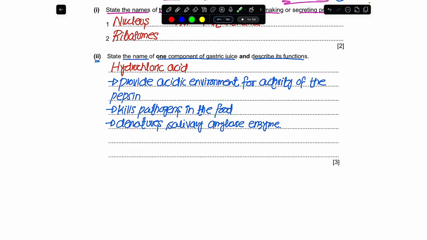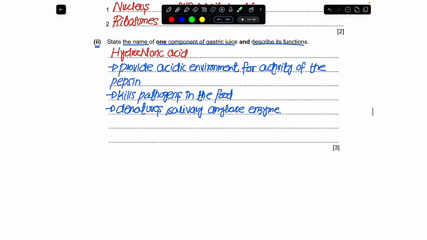Other than that, the pepsin enzyme that we have in the stomach requires the acidic environment. That acidic environment would be provided by the hydrochloric acid. In the mouth, we had the food and the salivary amylase was added into it. And now that has to get denatured in the stomach for the pepsin to be doing its work properly. So the same hydrochloric acid would denature the salivary amylase enzyme.